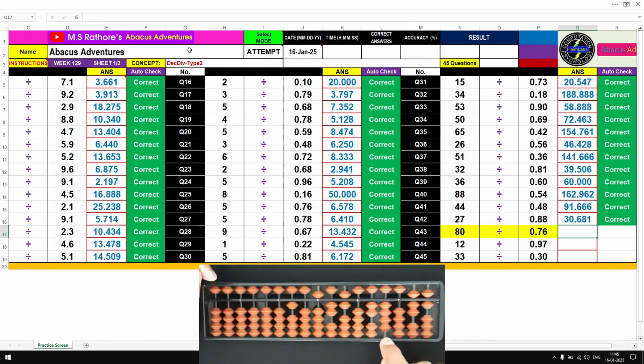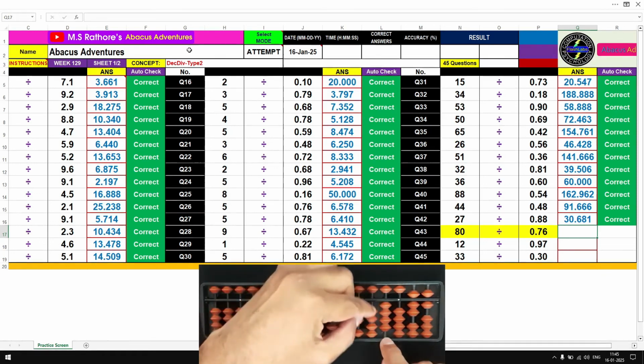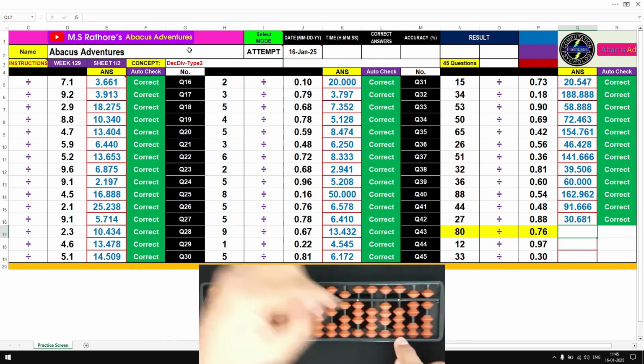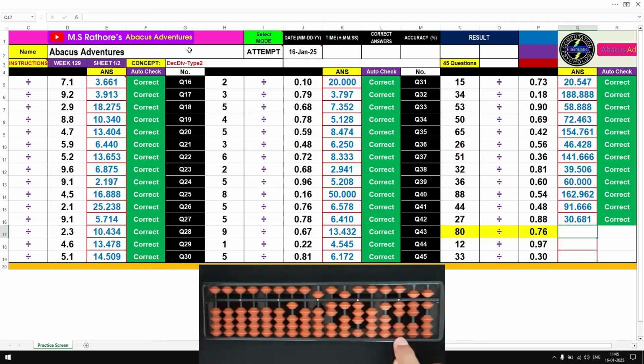Last round now. 7 threes are 21, shifted. 6 threes are 18, and our answer is 105.263.